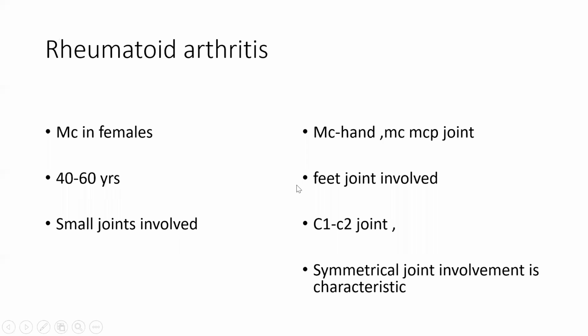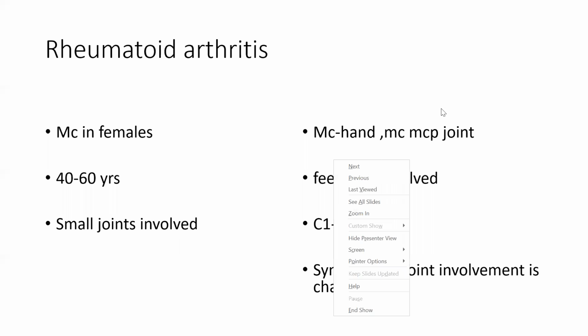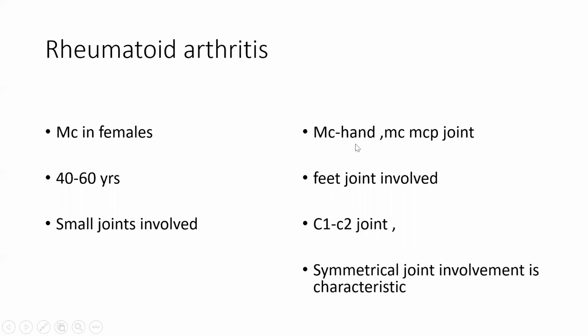So we'll start with rheumatoid arthritis. Rheumatoid arthritis is an issue where you have a rheumatoid factor playing a role in the arthritis. Arthritis is a type of joint degeneration or joint space narrowing. Rheumatoid is an autoimmune type of disorder. It is most commonly in females, with late age like 40 to 60, and small joints are involved. Small joints means hand, MCP, this type of joint. So all small joints are involved in rheumatoid arthritis.